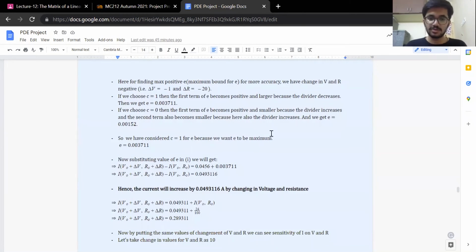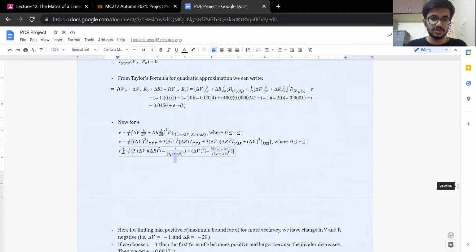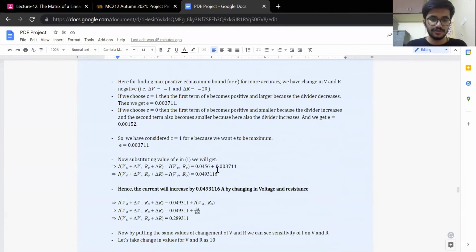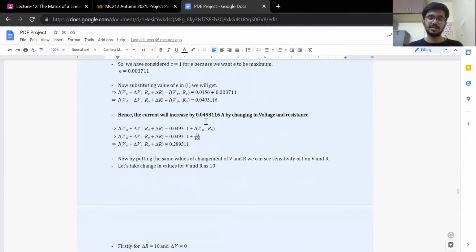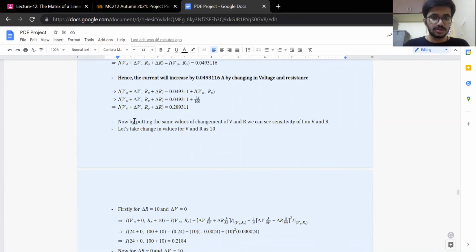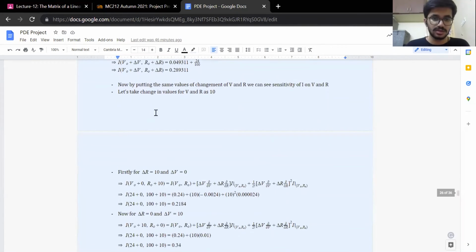Taking C equal to 1 because we want the maximum error, substituted in the equation we obtained here, we found that the current will increase by 0.0493 ampere by changing the voltage and resistance. This is an approximation. Taylor's method is more of an approximate kind of thing. You can get a more precise answer by taking the bigger terms. So here we included the error part as well, and this is the I value at the delta R and delta V.